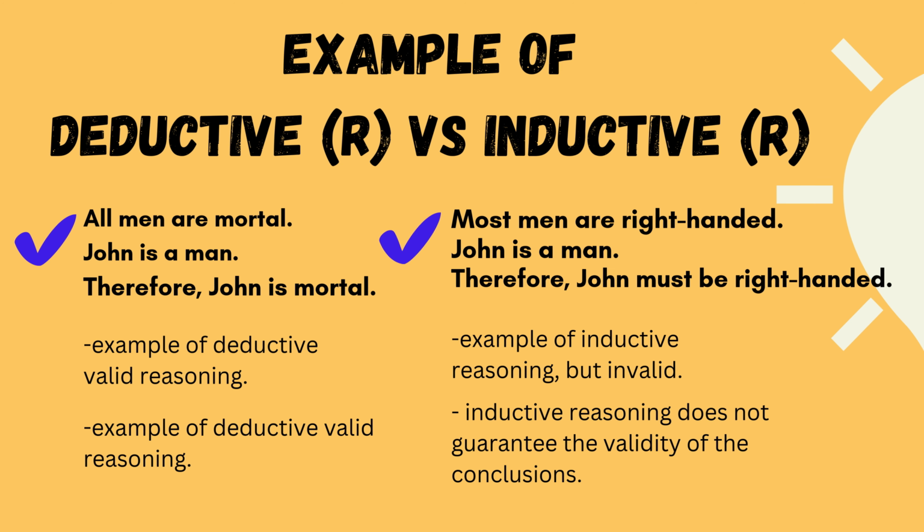For example, all men are mortal. John is a man. Therefore, John is mortal. This is an example of valid deductive reasoning. On the other hand, here's an example of inductive reasoning. Most men are right-handed. John is a man. Therefore, John must be right-handed. The strength of this inductive argument depends upon the percentage of left-handed people in the population. In any case, the conclusion may be invalid because inductive reasoning does not guarantee the validity of the conclusions.